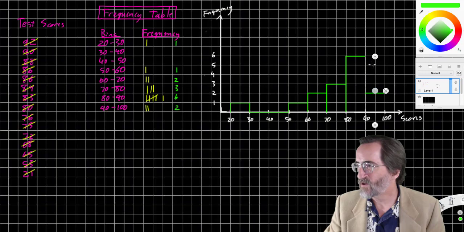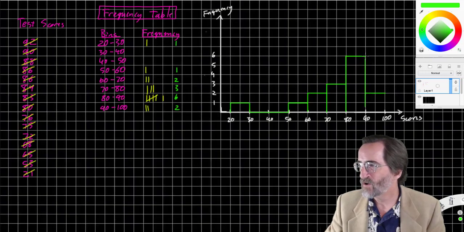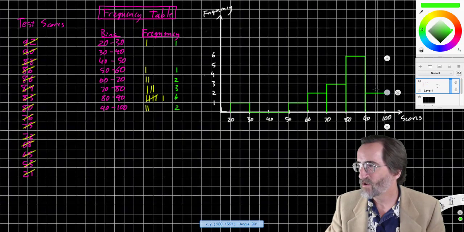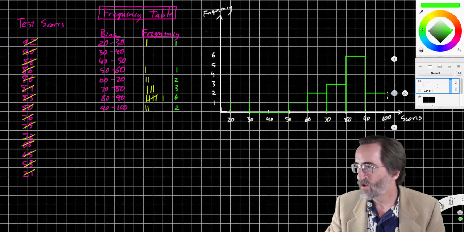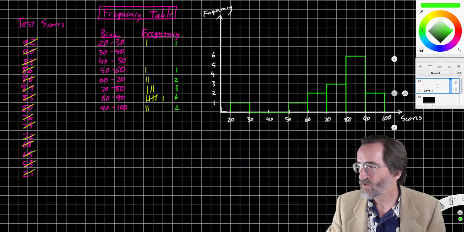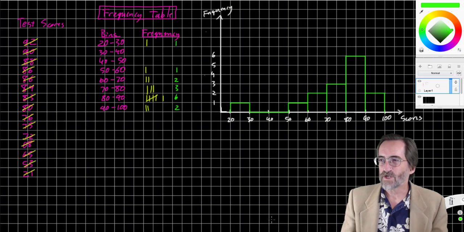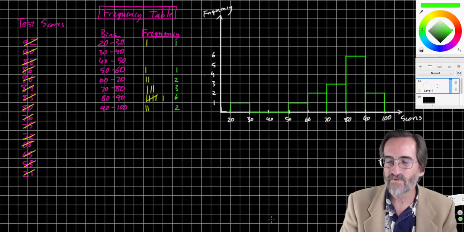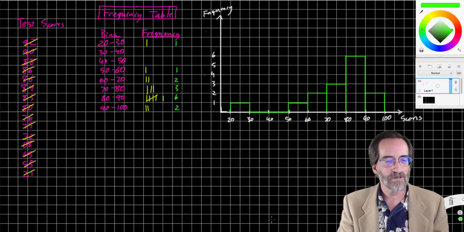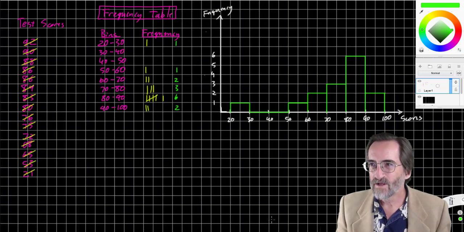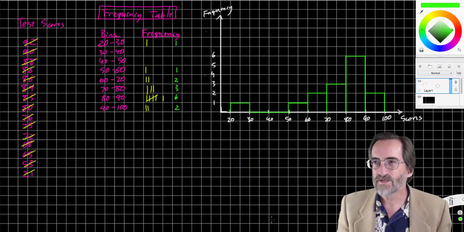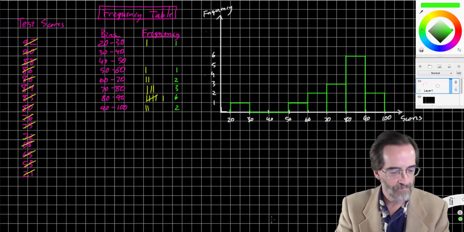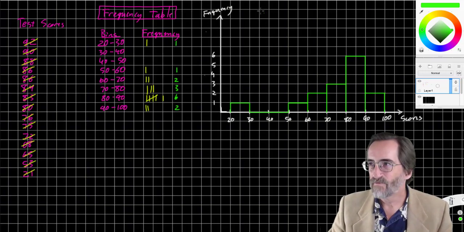Okay, here we go. Boom, boom. There. Voila. All right. And you can shade it in if you like. You can label the heights of each of the bins or the bars. Okay, that is a frequency table and a histogram.